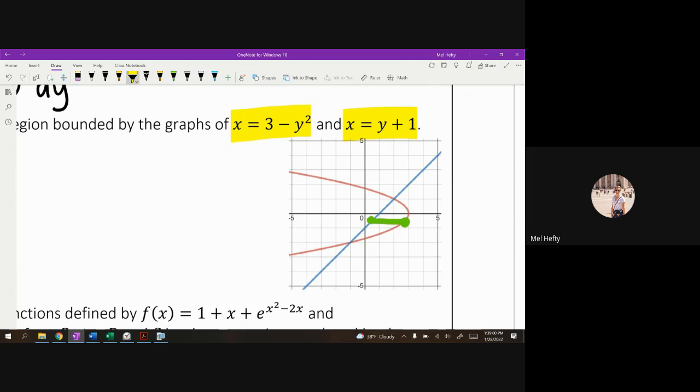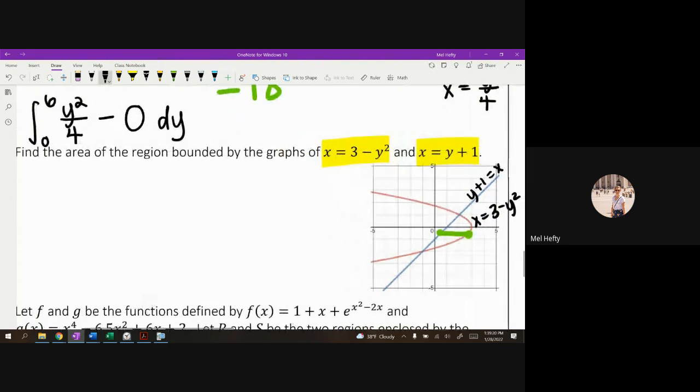Does anyone know, without using your calculator, which graph is which here? All right, 3 minus y squared is the parabola. Switching the x and y is going to make it that sideways parabola, and this is our y plus 1. So let's see if we can set this up in terms of y.